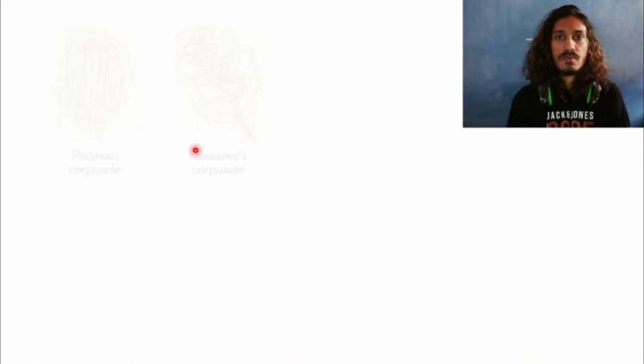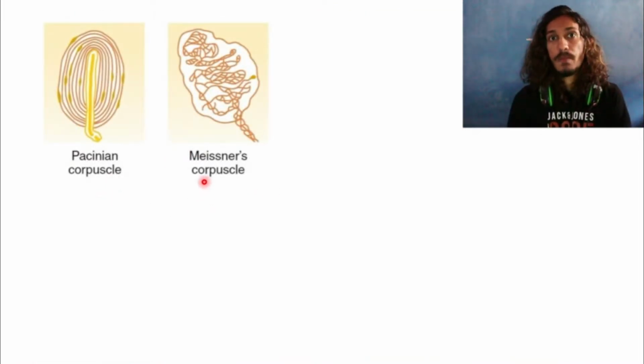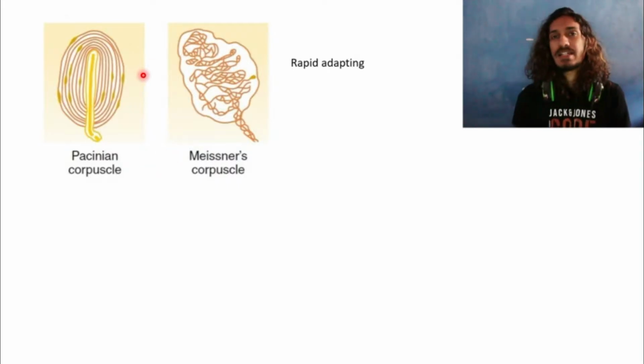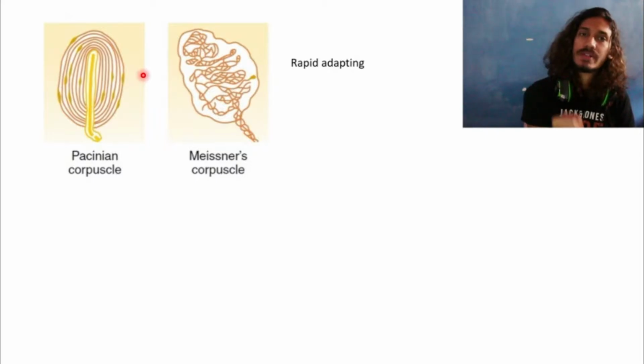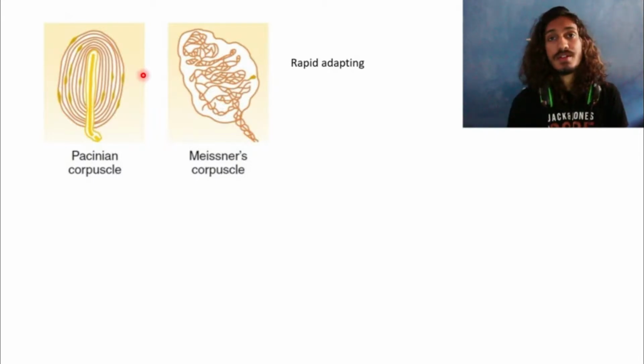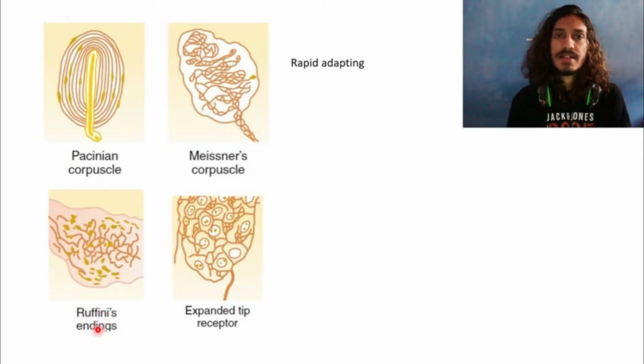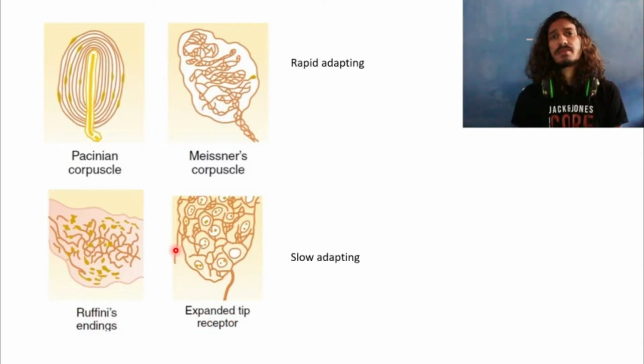So this is the first thing, a corpuscle. We have the Pacinian corpuscle, we have Meissner's corpuscle. These corpuscles, just remember, are rapidly adapting. Whether it is Meissner's corpuscle or Pacinian corpuscle, corpuscles are generally rapidly adapting. We'll come to understand later why that is so. On the other hand, expanded tip receptors, Ruffini's ending, these are slow adapting. One example of an expanded tip receptor is your Merkel's disc.